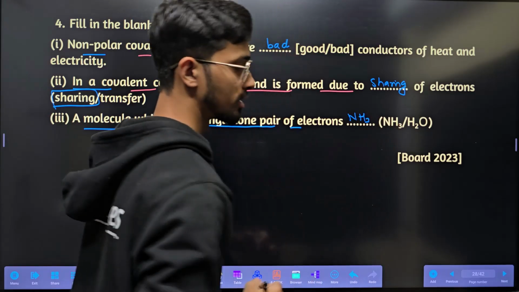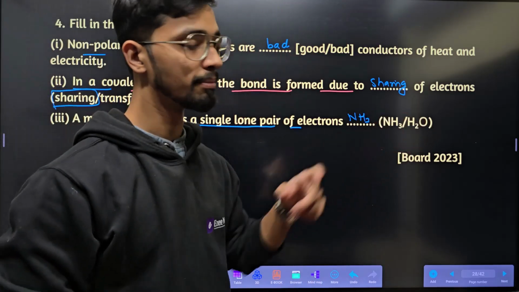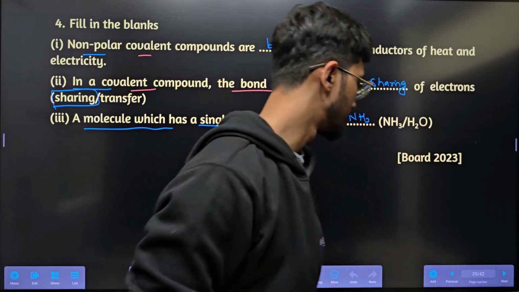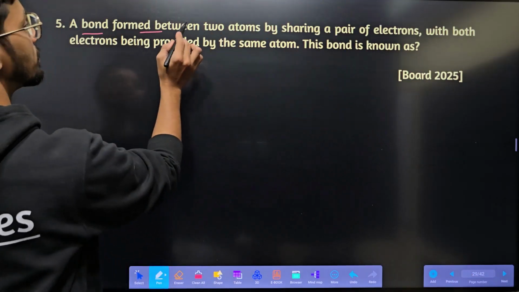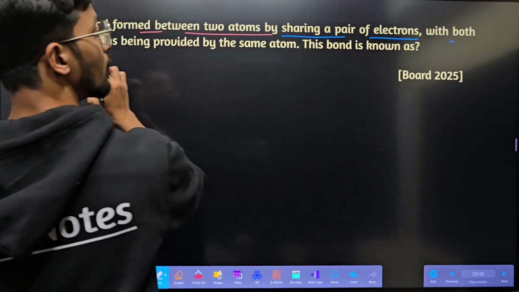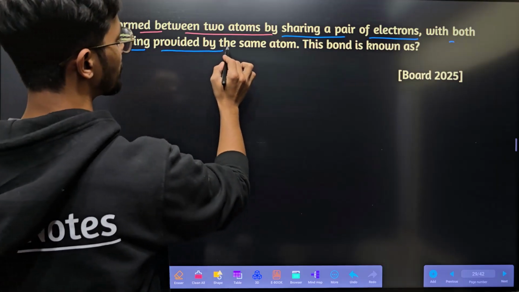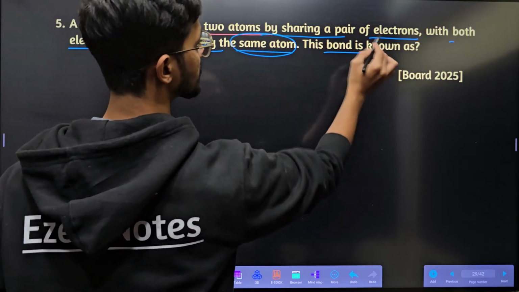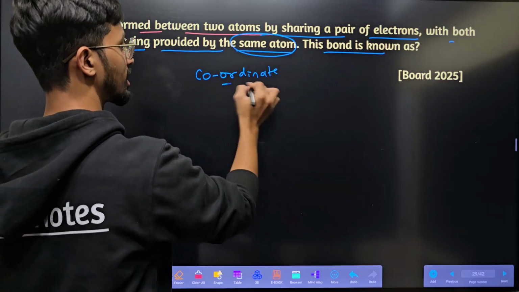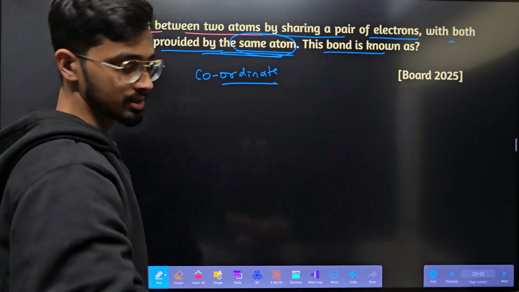NH3, right? Because nitrogen has one lone pair, but oxygen has two lone pairs. Next, a bond formed between two atoms by sharing a pair of electrons, with both electrons being provided by the same atom. This bond is known as coordinate bond, because both the electrons are being shared by the same atom.